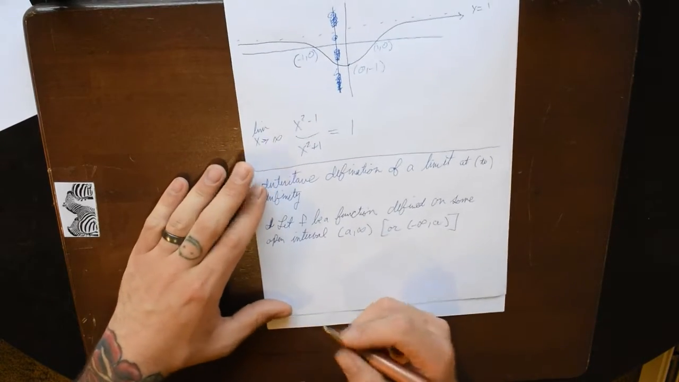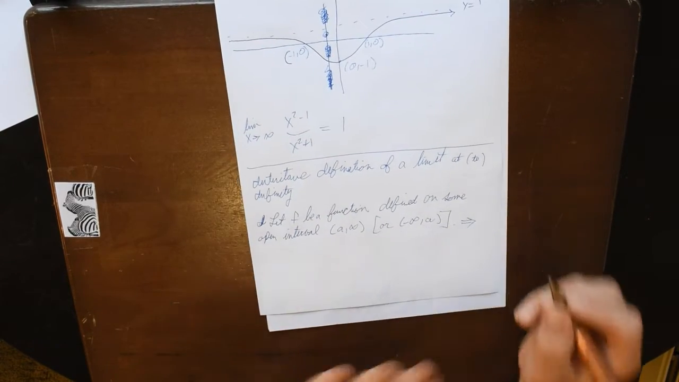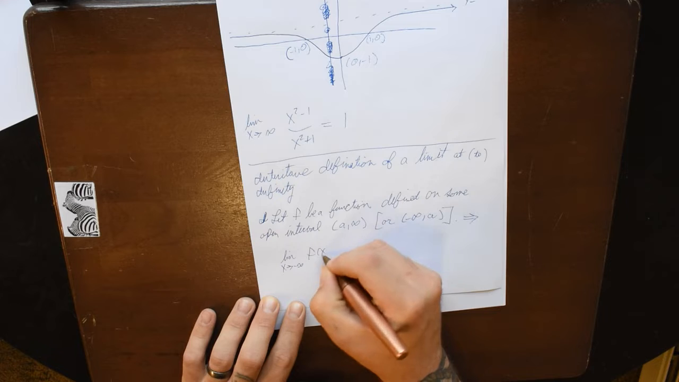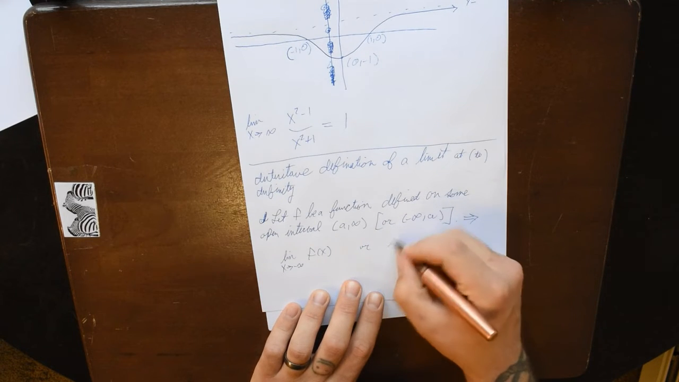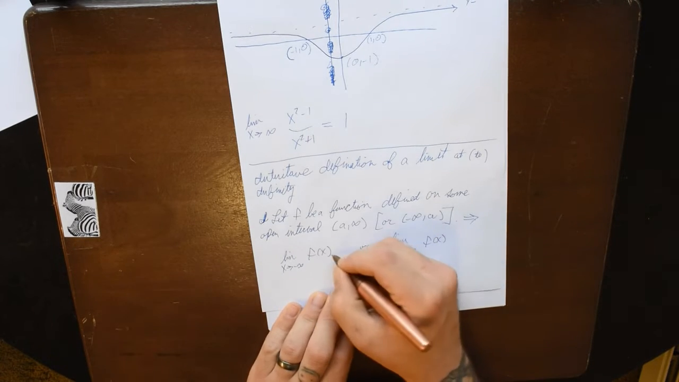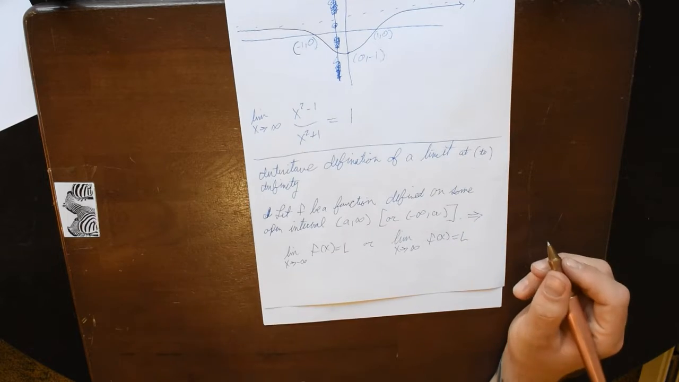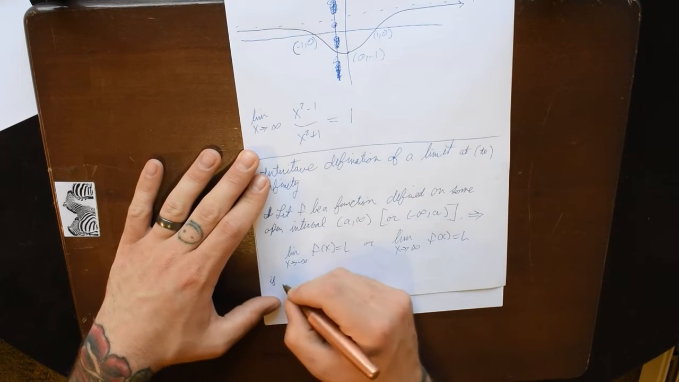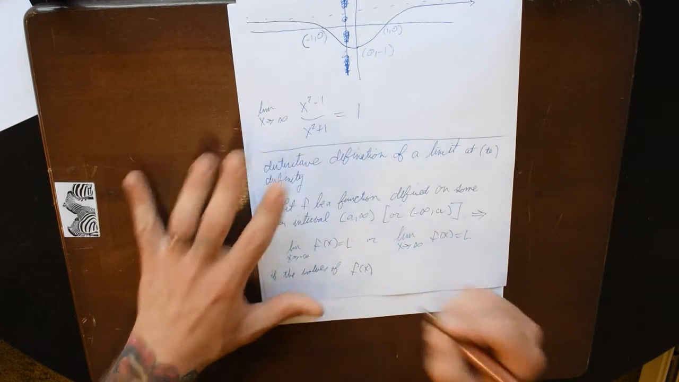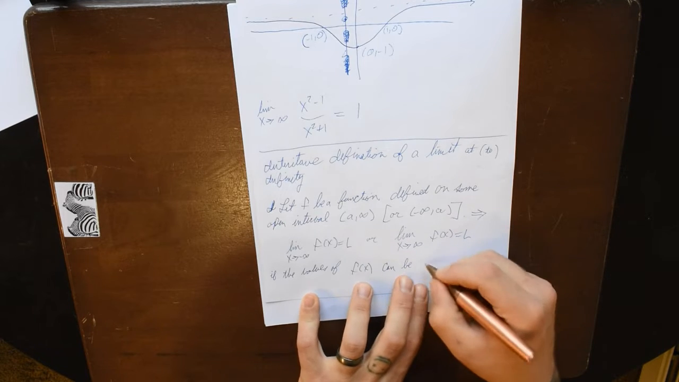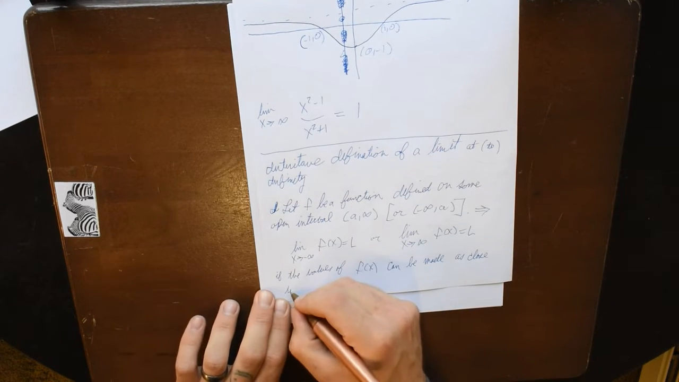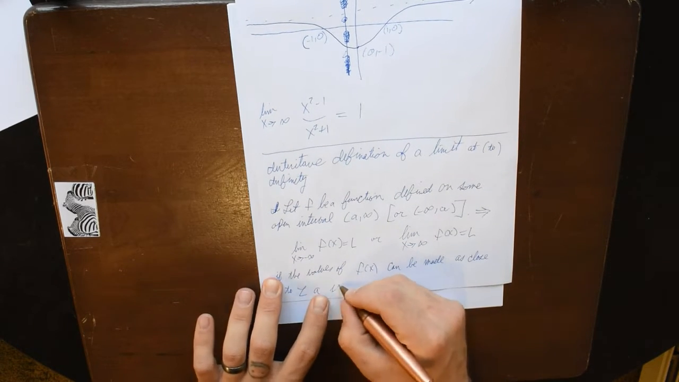Then we say that the limit as x approaches negative infinity of f of x, or the limit as x approaches positive infinity of f of x, is equal to L if the values of f of x can be made as close to L as we like.